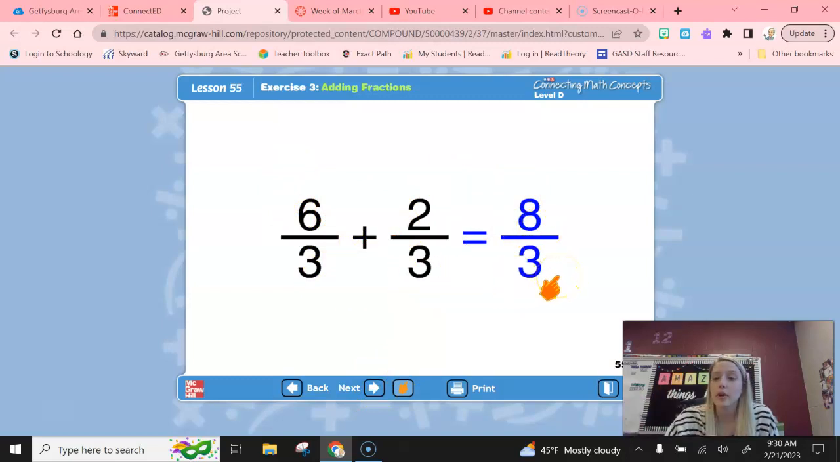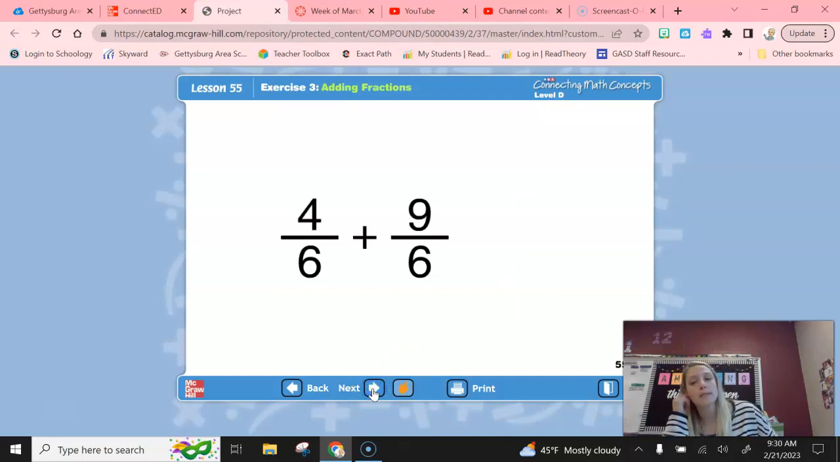Remember, you're talking about thirds. Your answer has to be shown in thirds when it comes to adding and subtracting. Try this one. Do these 2 fractions have a common denominator? Yes, they do. That common denominator is 6. That means we can add the numerators together and the denominator stays the same. So take a minute and tell me what 4/6 plus 9/6 would be. If you said 13/6, you are correct.